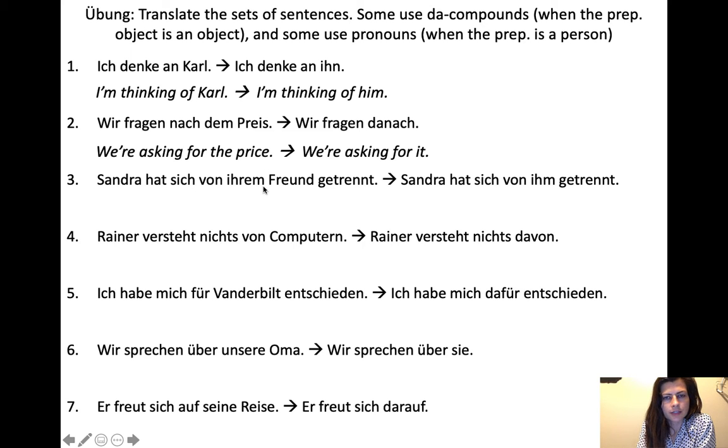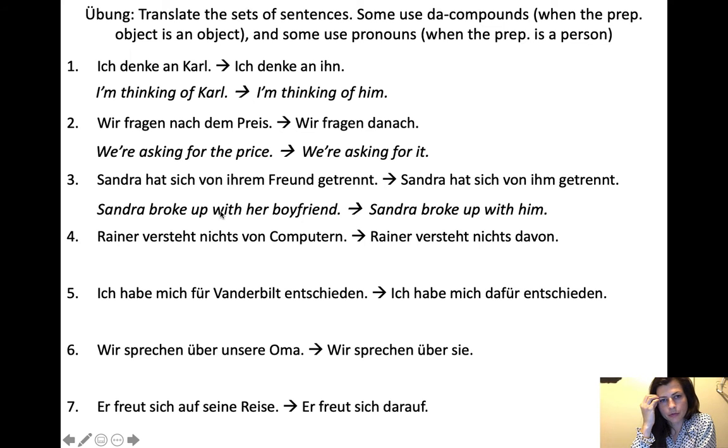Sandra hat sich von ihrem Freund getrennt, which is Sandra broke up with her boyfriend. And then you want to say she broke up with him. And so because this is a person, we're going to actually say von ihm. She broke up with him. She separated herself from him, right? So von ihm is going to be with him as a person.